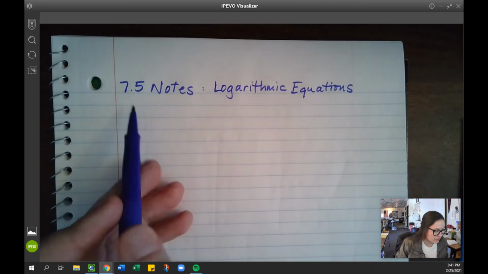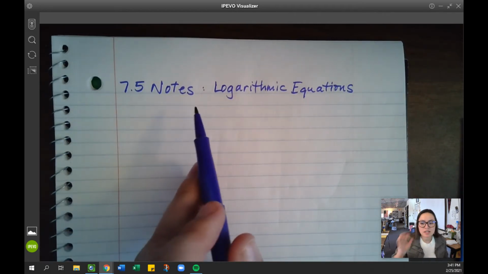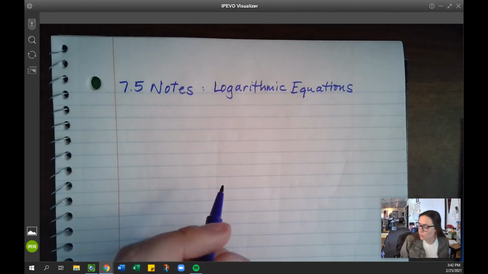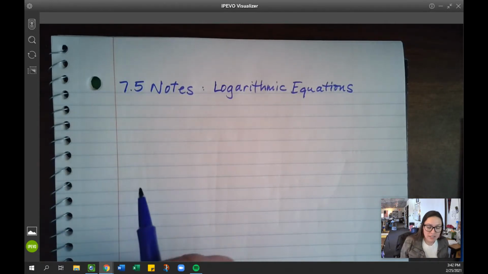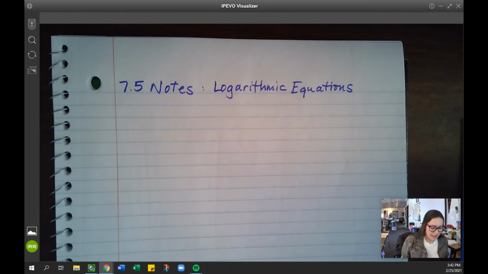All right, we're going to get started with the 7.5 notes. And in this lesson, we are going to look at solving equations that have logarithms in them.